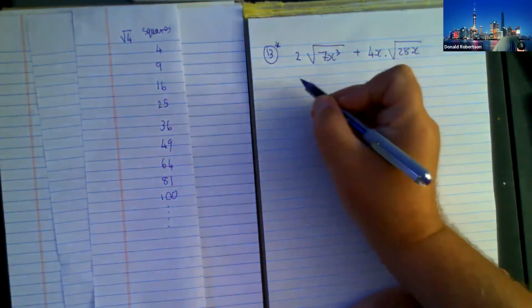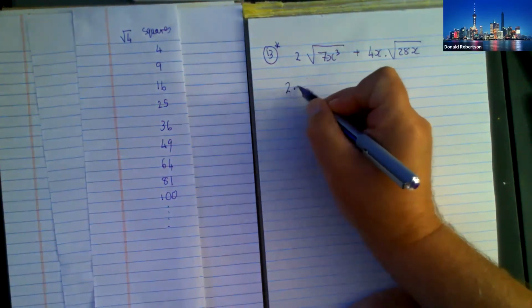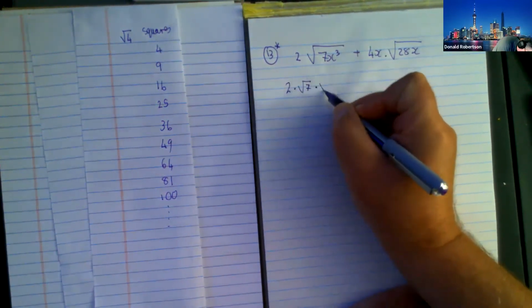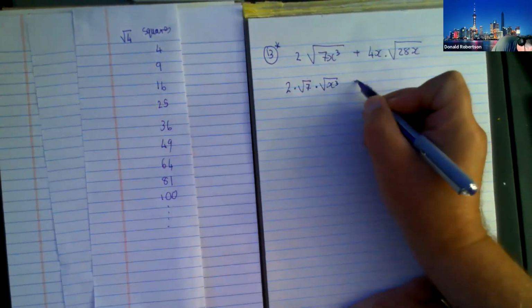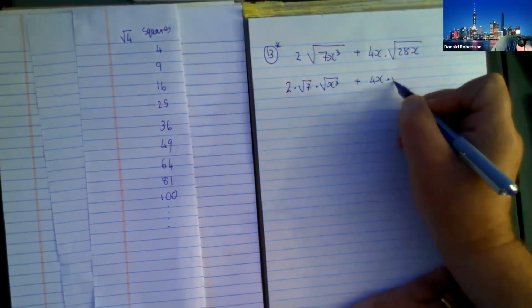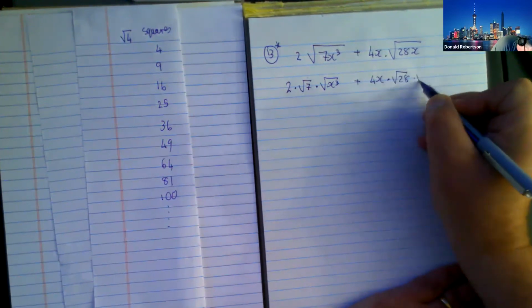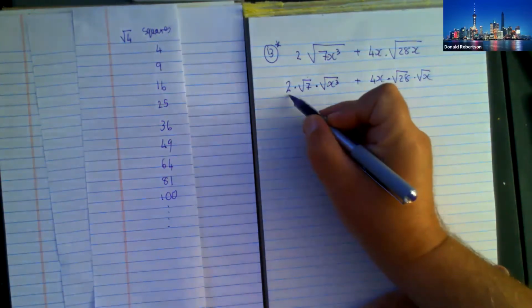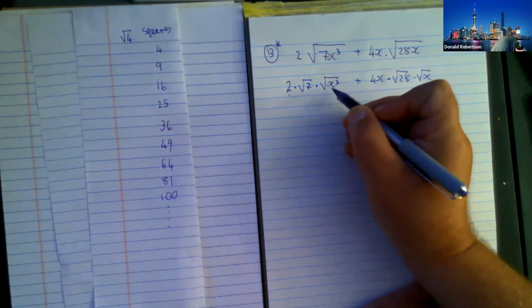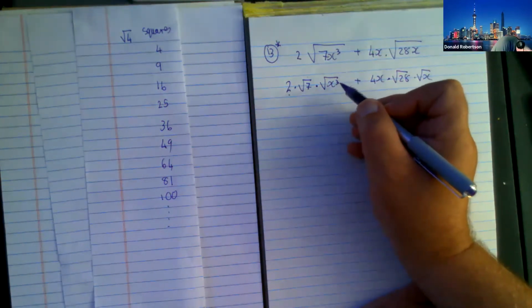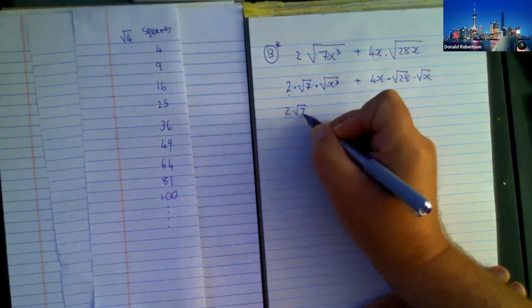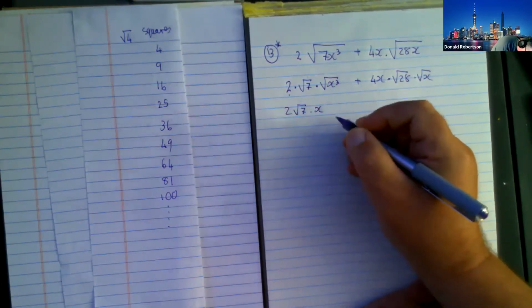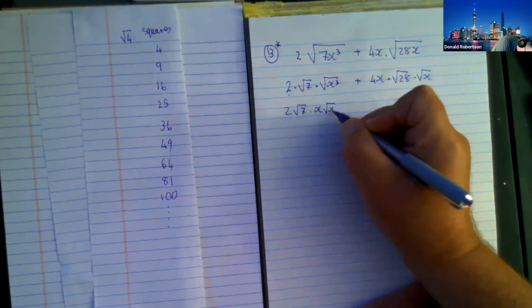So let's see what this looks like. It's 2 times the square root of 7 times the square root of x cubed plus 4x times the square root of 28 times the square root of x. So I'm kind of breaking it into pieces. I'm going to simplify each piece as much as I can, then tidy up. Well, can't do anything to that, can't do anything to that, but I can simplify the square root of x cubed. And that was based on last week's work, which basically is that it goes in once and one is left over.